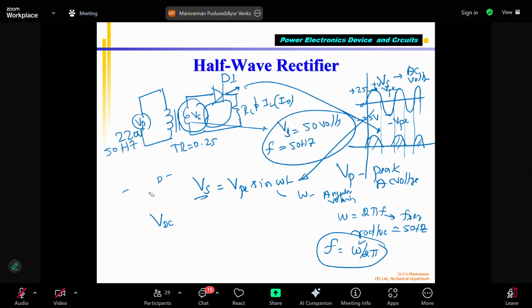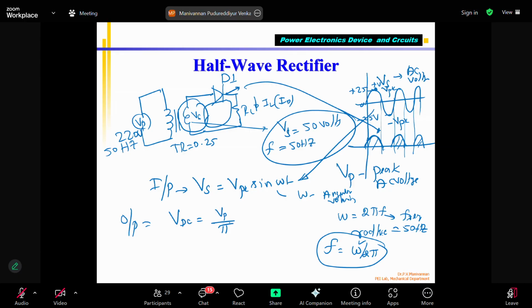We know the supply input voltage, which is nothing but VS. The supply voltage is always mentioned by this. This is my input to the rectifier. Right? What is my output? The output is pulsating DC. This is called pulsating DC. Right? It's not constant DC. So the output voltage, we call it VDC, equal to V peak divided by pi.